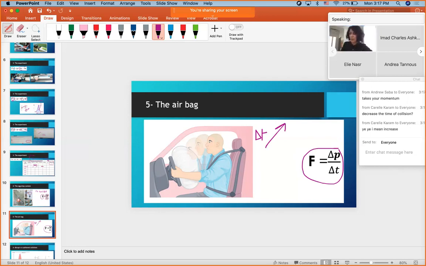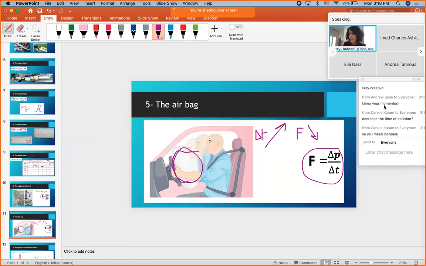Yes, how does it increase? In other words, my head is not going to stop suddenly. It's going to take time through the empty bag to stop, so more time. And you can see time is in the denominator, which means more time means less force, and less force means safer. Andrew, by the way, takes your momentum.